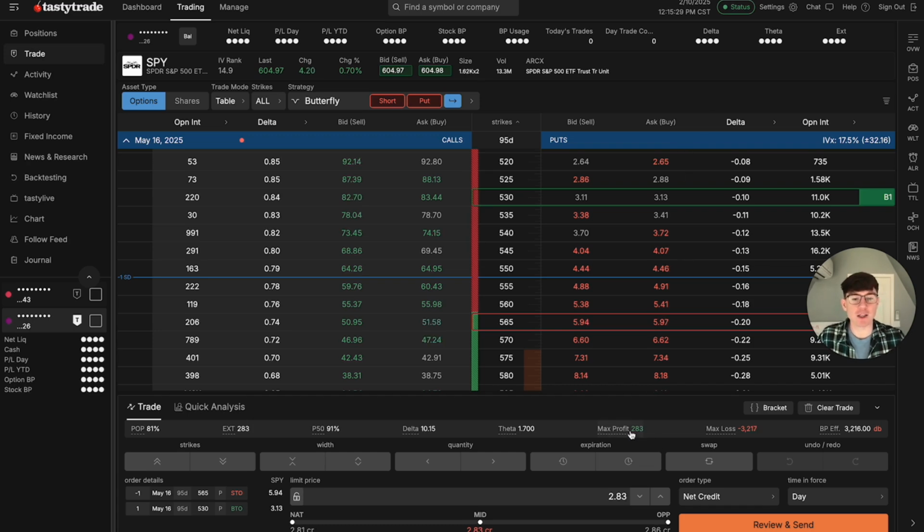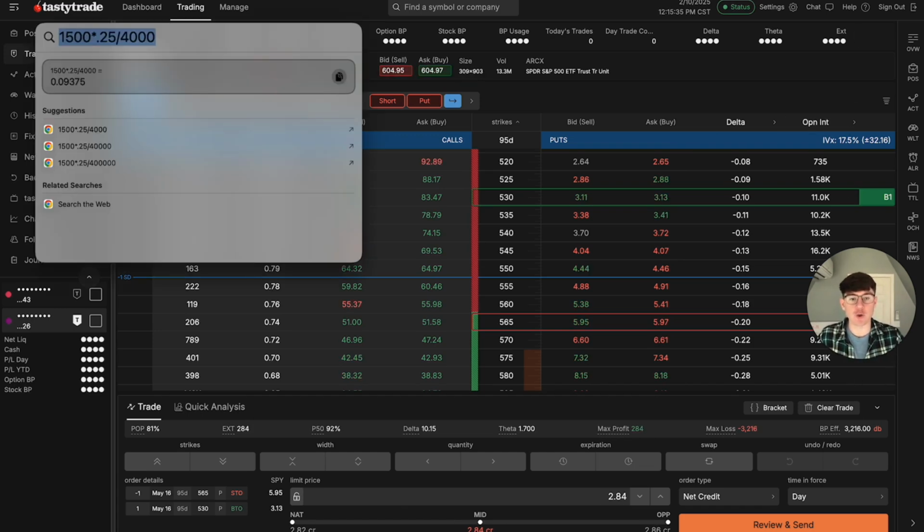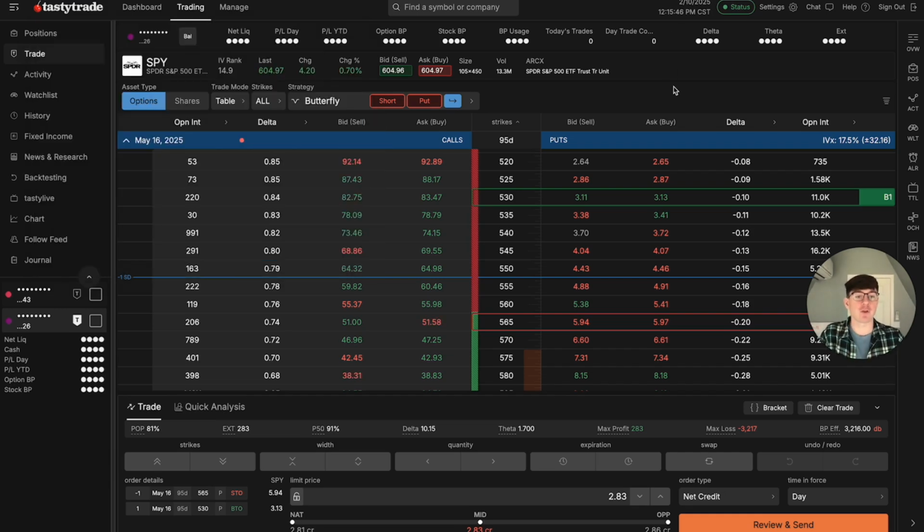You can see here my max profit is 300 with about $3,000 put into the trade. So if I do 300 times 25%, it means I'm going to make about $75 on this trade, and I'm putting up about 3,200. So I'm making about a 2% return on my money in about 2 weeks. So again, 2% compared to 9%.